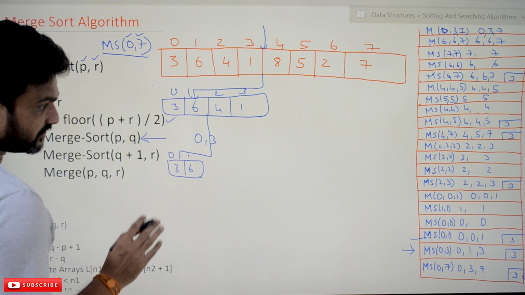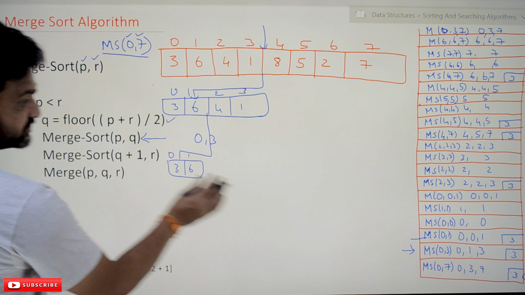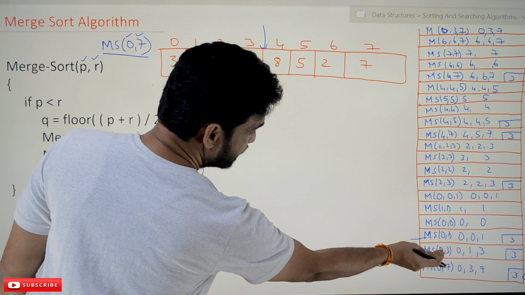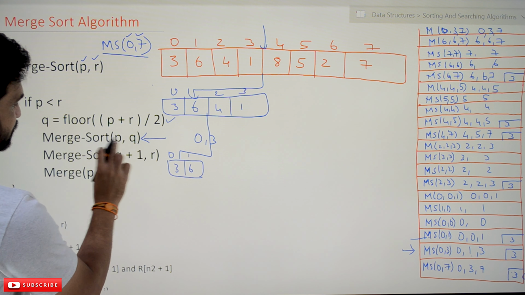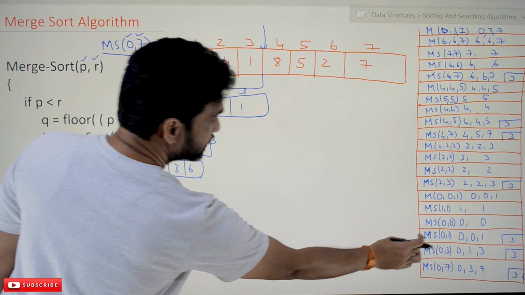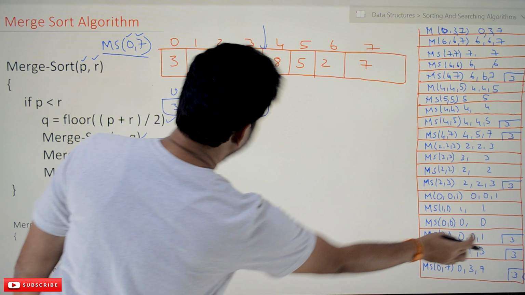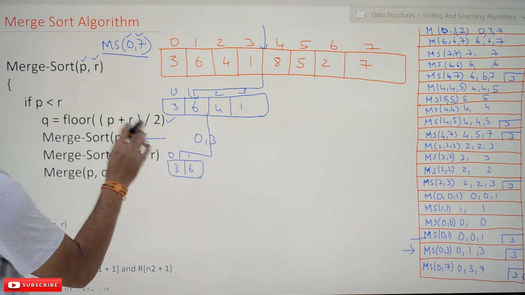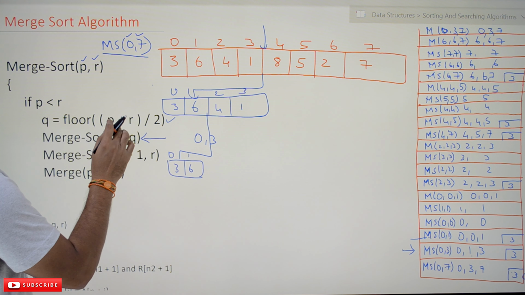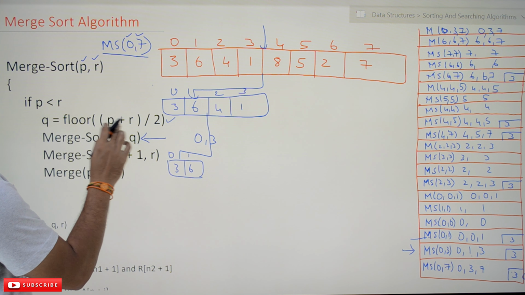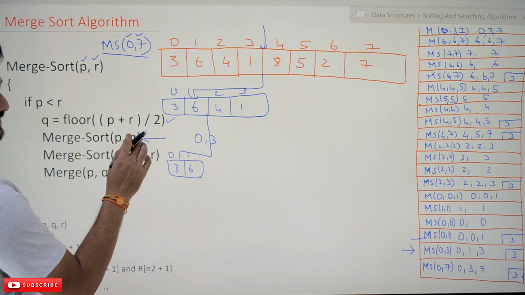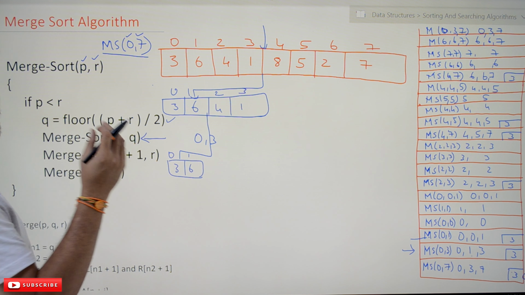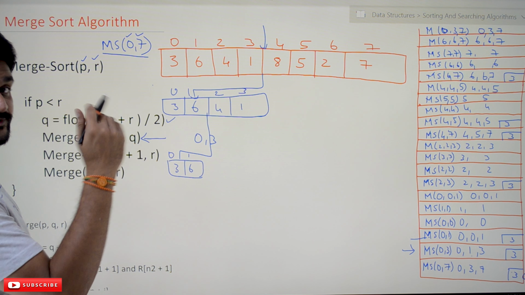Okay, so now 0 comma 1, again this function call is made. Here 0 comma 1 function call is made, and the value of Q is 0 plus 1 by 2, 1 by 2, which is 0.5. 0.5 means Q is, floor value is 0.